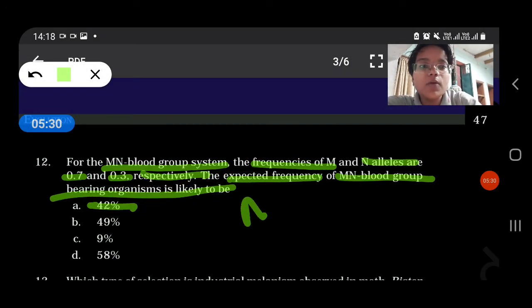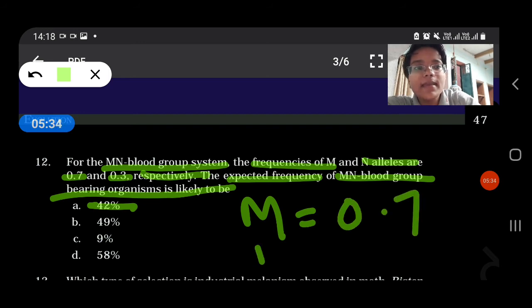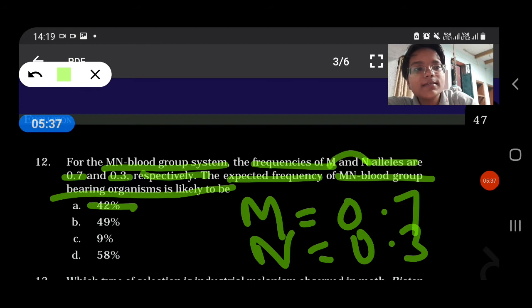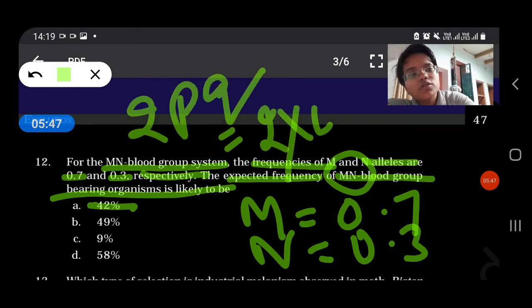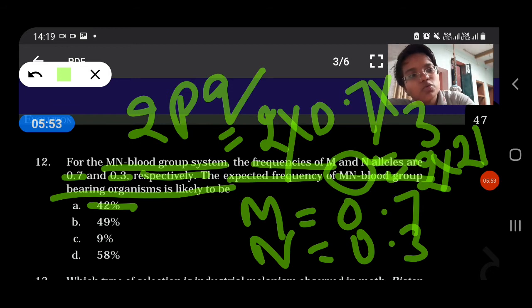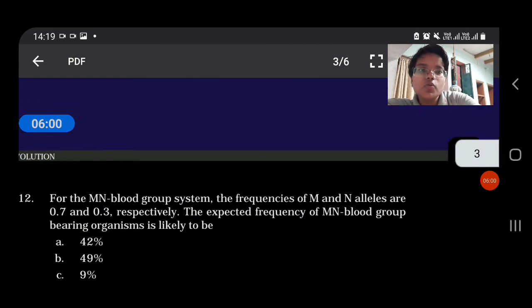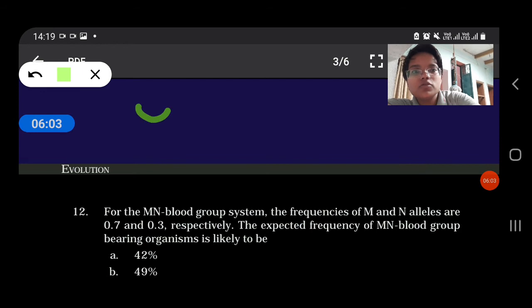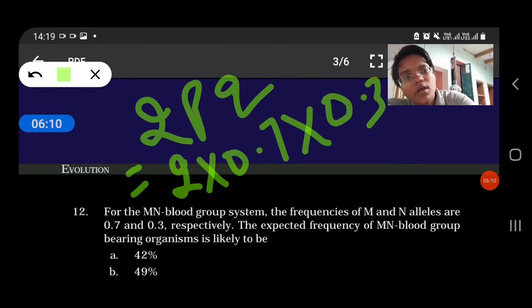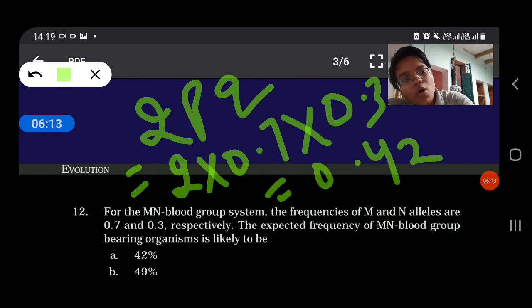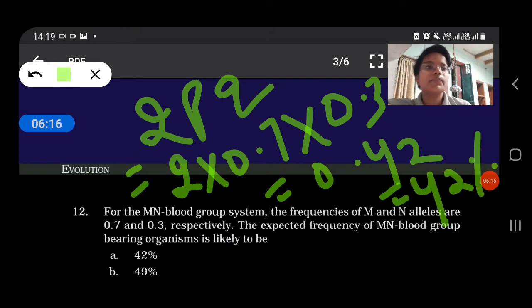Here M is equal to 0.7 and N is equal to 0.3, and we have to find MN, which is 2pq. 2pq equals 2 into 0.7 into 0.3, which is equal to 0.42, or 42%. Okay, so this is the answer.